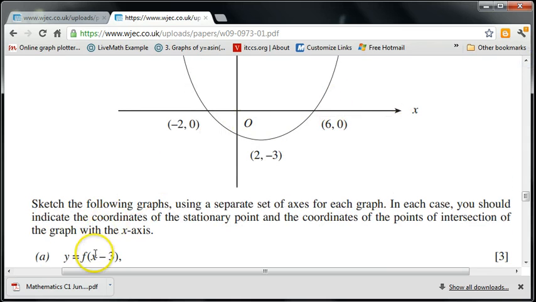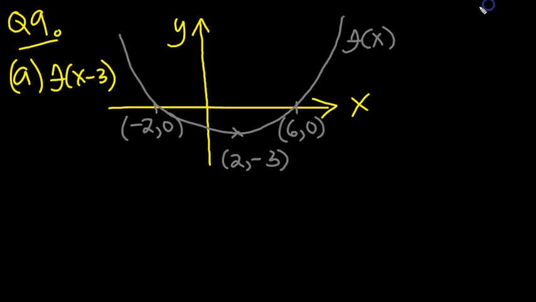So part A: sketch the following graphs using a separate axis for each graph. On my solutions, I'm just going to overdraw, if that's okay, but you'll need a separate sketch. In each case, you should indicate the coordinates of the stationary point and the coordinates of the point of intersection of the graph with the x-axis. Okay, so these 3 points that correspond in the new plot we'll have to mark off. Okay, then let's have a look at the problem.